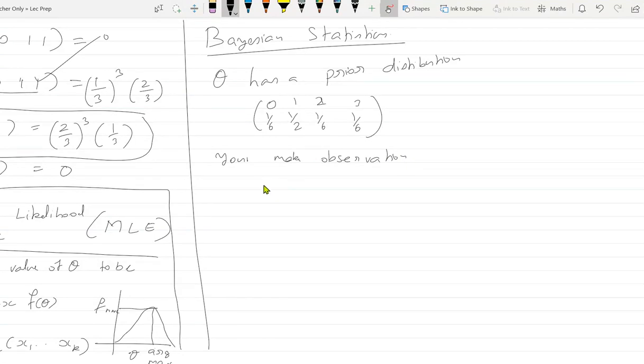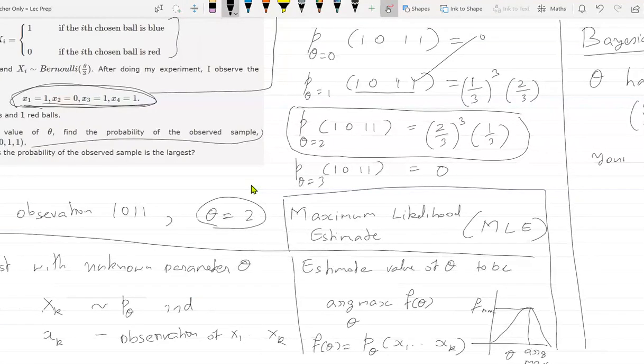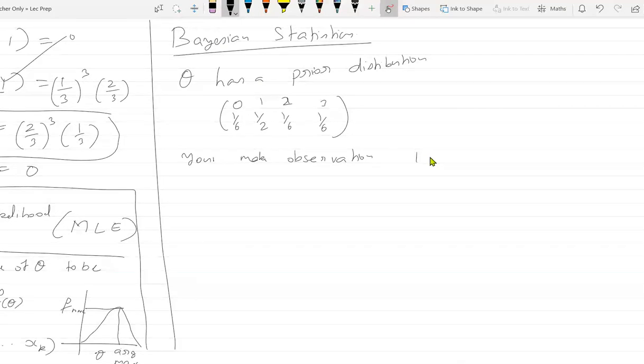The observation you make is, let's say, the same observation as before, 1 0 1 1. It's the same situation as previously. You make an observation, but before seeing the observation, you are told something about theta. Theta is not completely unknown. With this much probability it is 0, this much probability it is 1, this much probability it is 2, this much probability it is 3. Now, how do you find out the value of theta?